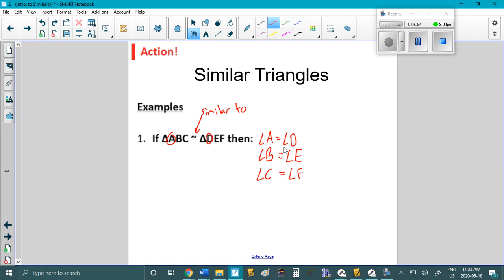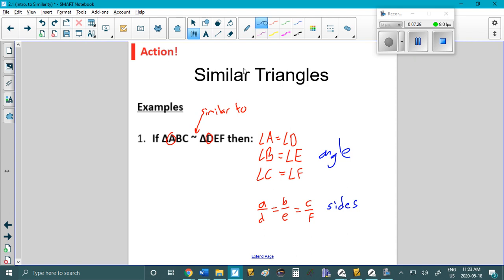It's just that easy. Okay, and now for the important part, and the part that's going to make this unit something worth looking at, is the sides. So this is the angle information. And then for the sides, this is what we have. If we take the ratio of little a over little d, that's going to be the same as the ratio of b over e, and that's going to be the same as the ratio of c over f. Little letters mean sides, capital letters mean angles.